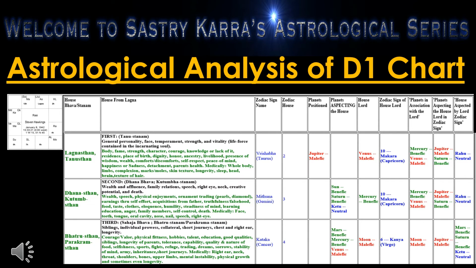But when you look at the medical part of it, the 3rd house deals with the throat, shoulders and mental instability. Yes, the 3rd house deals with mental instability, and because of that reason, let's look at who is the lord of the 3rd house. The 3rd house lord is Moon. Moon is residing in the 5th house, owned by Mercury.